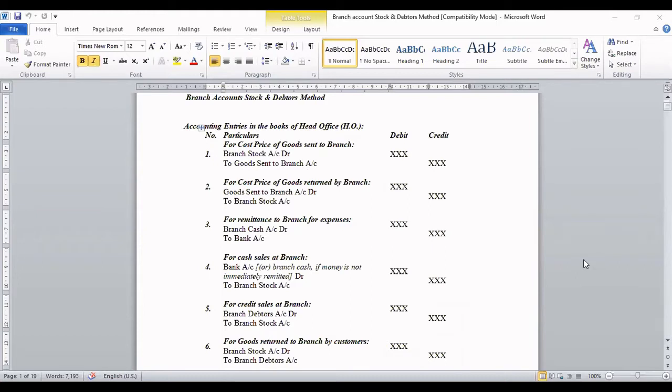Okay. Now next is the remittance to branch for expenses. This means head office has given money to branch for meeting their expenses. So what entry we have to pass? This is going to increase cash of branch. So branch cash will be debited. Branch cash account debit to bank, or here we can write to HO cash. Is this clear?